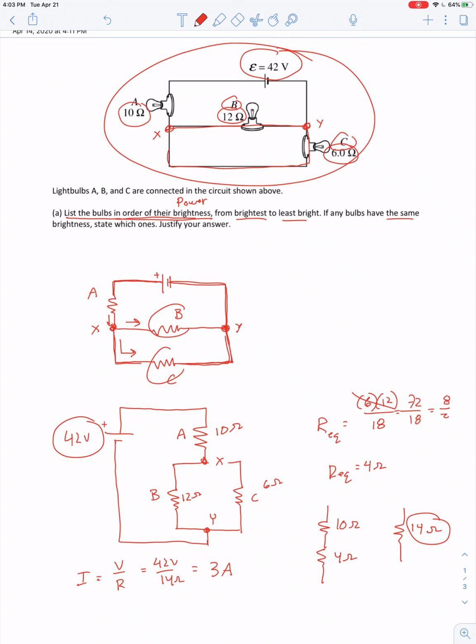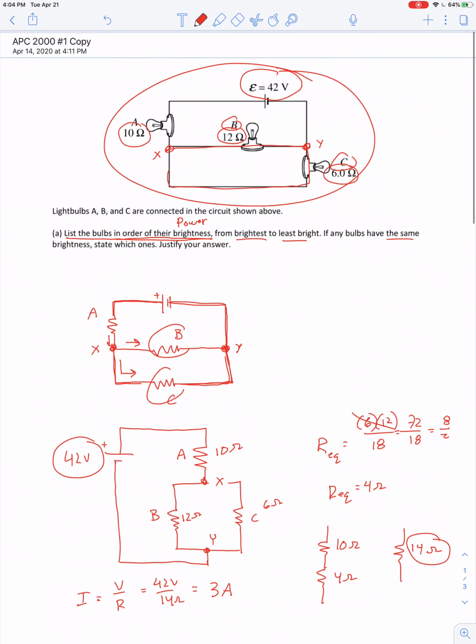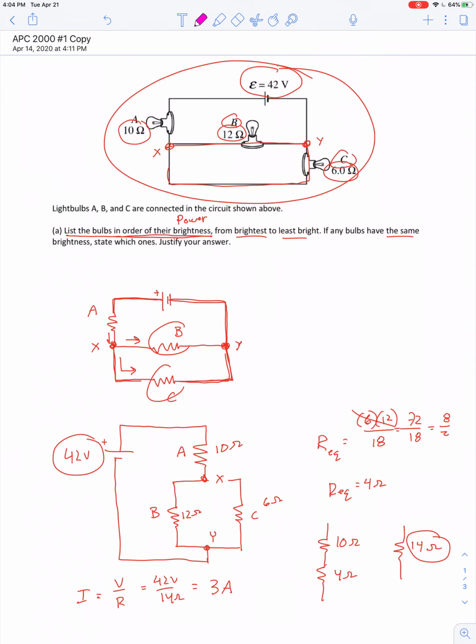We need to list the bulbs in order of their brightness. Okay, so go back to our original circuit about here, and we just found the amount of current flowing through the battery is 3 amps, and that then is the amount of current through our 10 ohm resistor. Power is current squared times resistance, so this is going to be 3 squared times 10, which gives us 90 watts. So we've got a 90 watt power rating for resistor A. Now, that 3 amps is going to split up.